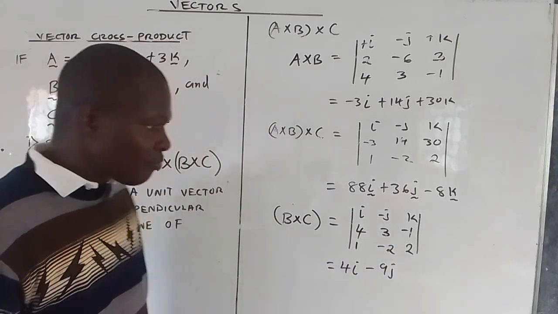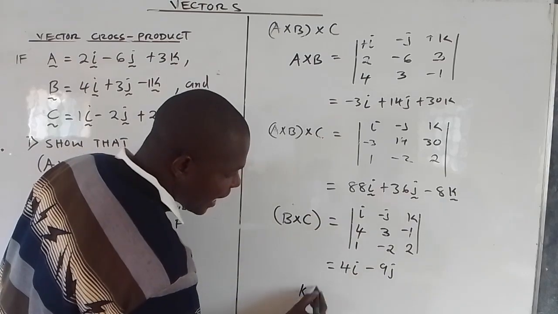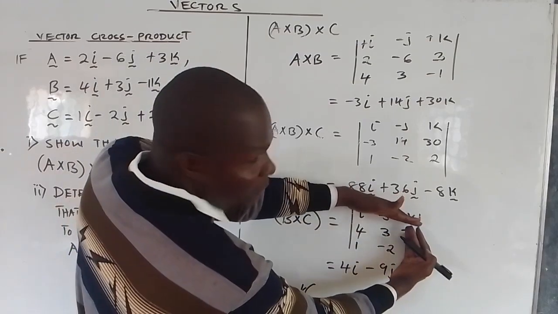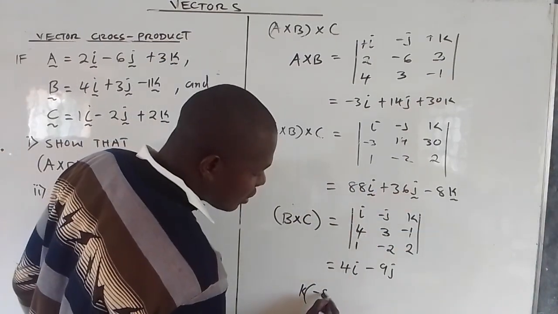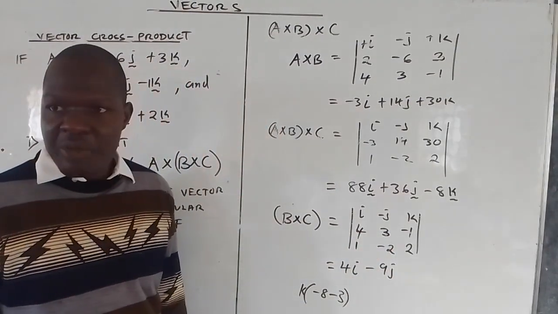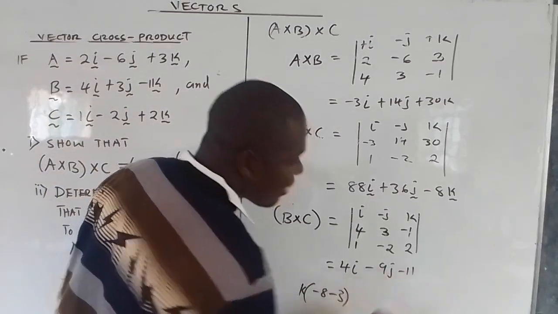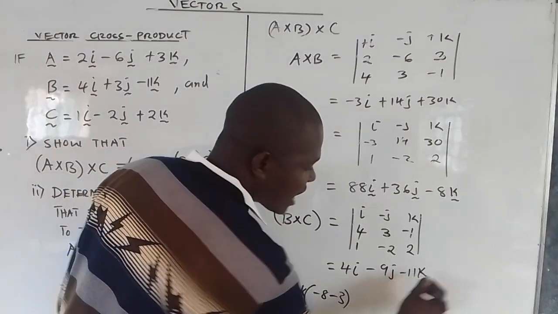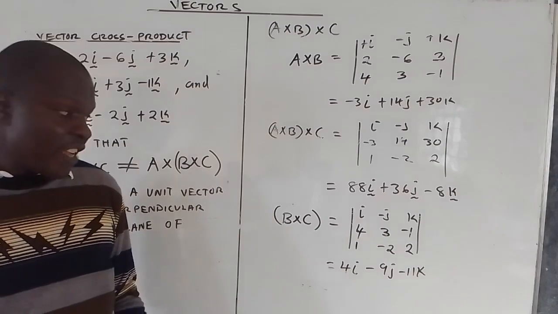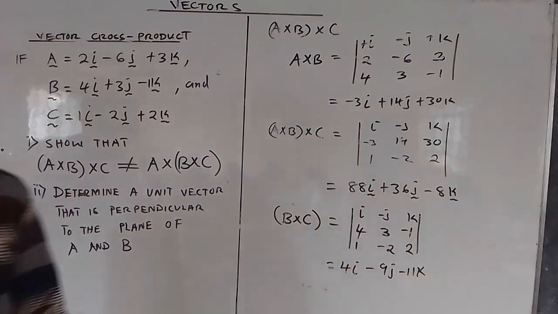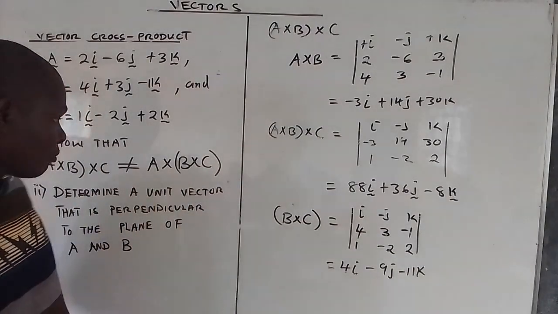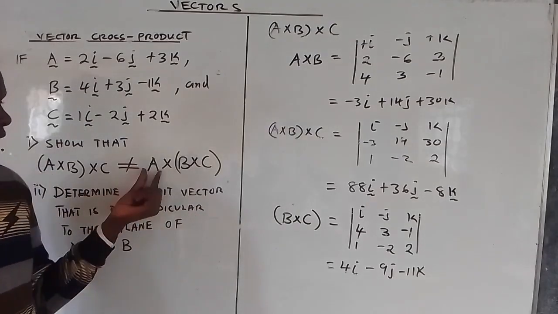Then the next is K, isn't it? K is in the first row and third column. So if you block the first row and third column, this is what you remain with. 4 times negative 2, negative 8, minus 1 times 3, negative 3. So negative 8 minus negative 3, negative 11, isn't it? Times K. So that is negative 11K. Is that what you are getting from the calculator? Yes. The value from the calculator is what I trust. I only trust the value from the calculator. The rest are rumors.